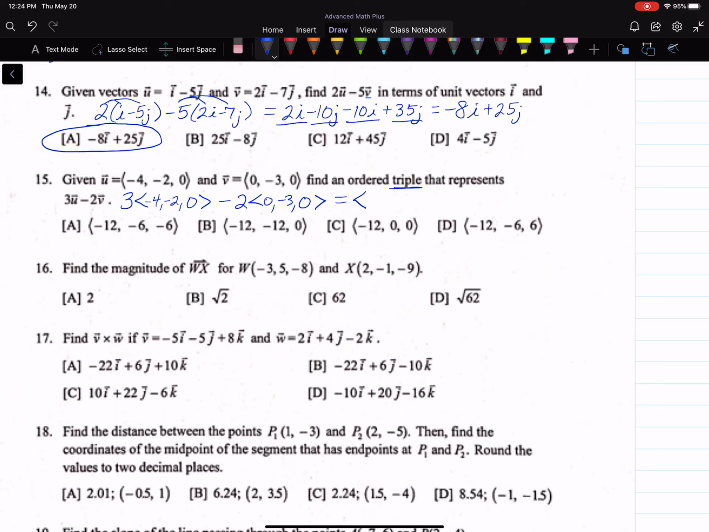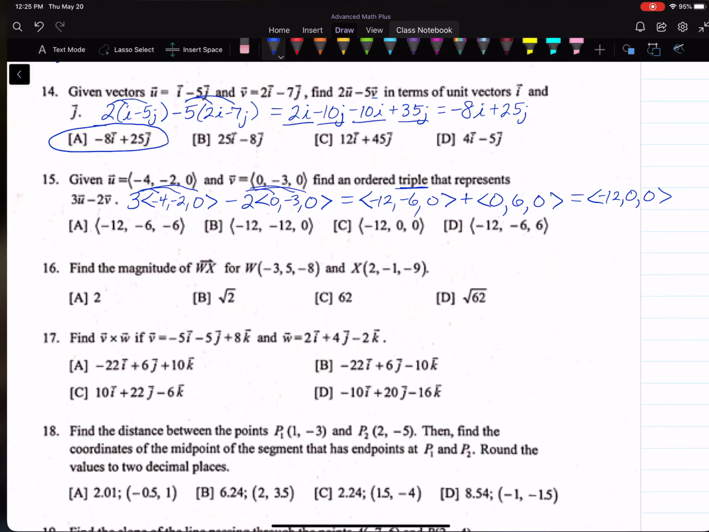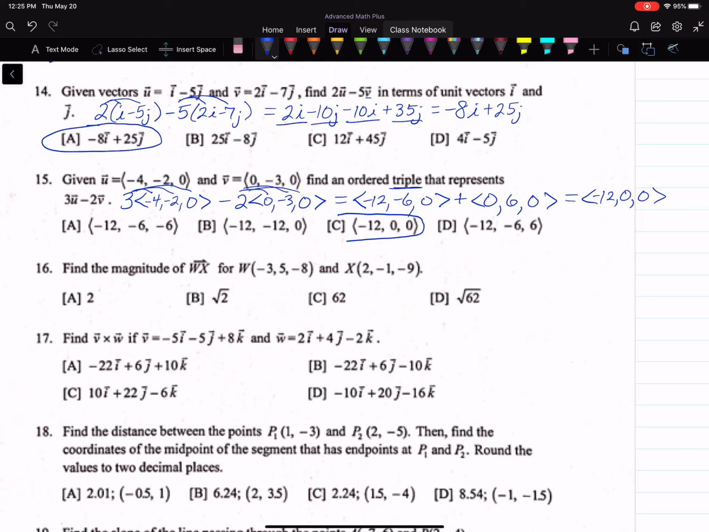So if I distribute the 3, not negative 3, but the positive 3, I'll get negative 12 and negative 6 and 0. And if I distribute the negative 2, I am distributing the negative with it, so I'm going to change that negative to a plus. So negative 2 times 0 is 0, negative 2 times negative 3 is positive 6, and negative 2 times 0 is 0. And then I add those up, the parts. So negative 12 plus 0 is negative 12, negative 6 and 6 make 0, and 0 plus 0 is also 0. So negative 12, 0, 0, 0 would be C.